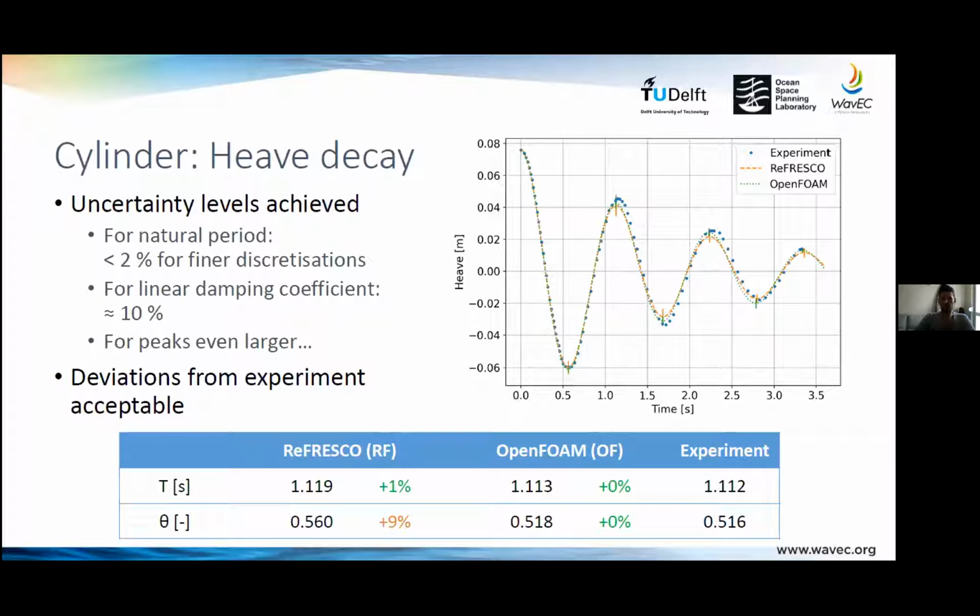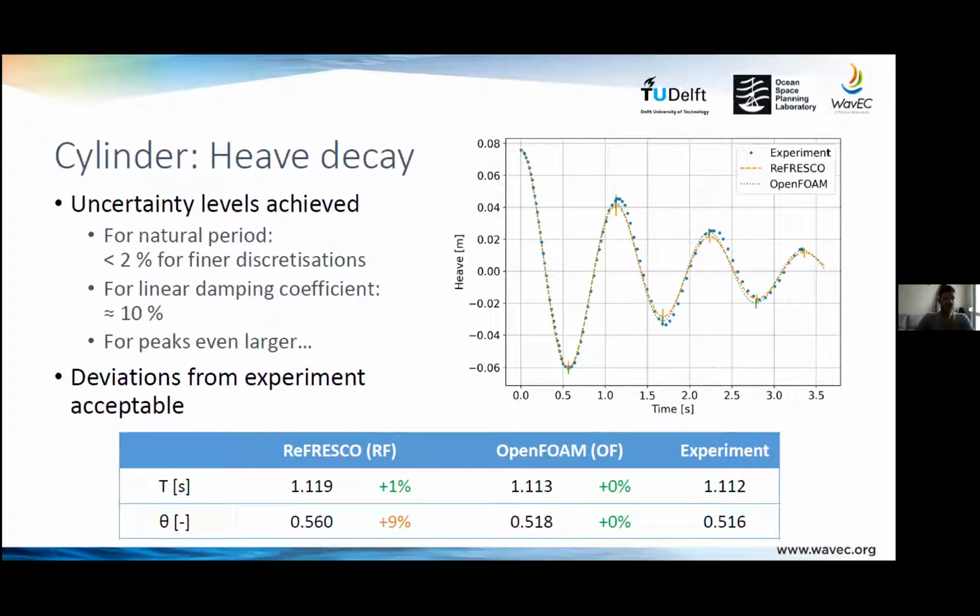For the linear damping coefficient, our uncertainties were getting a little bit larger, ranging for the finer meshes around 10%. And we already saw some differences becoming apparent between Refresco and OpenFOAM, because Refresco seemed to be more sensitive to the grid refinement, while OpenFOAM was more sensitive to the time step refinement.